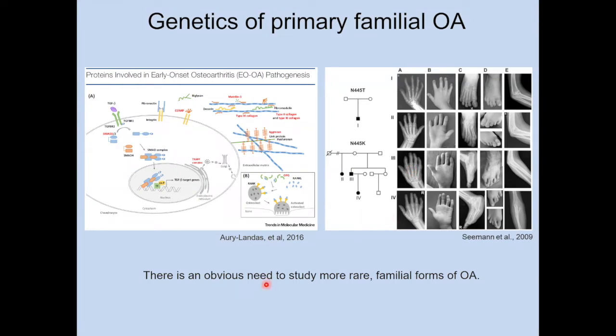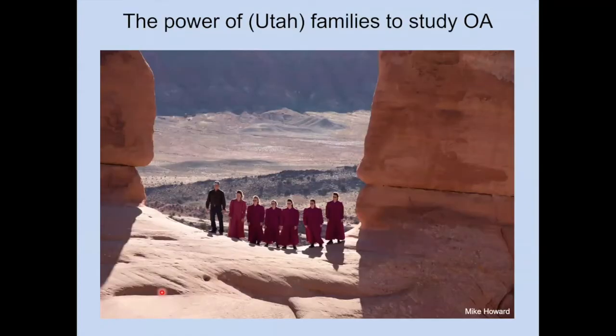Hopefully I've convinced you that there's an obvious need to study rare familial forms of OA. And we have some really nice resources at Utah. We use the power of our unique families to identify families with OA and to study the genetics.